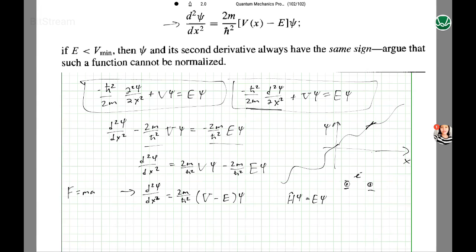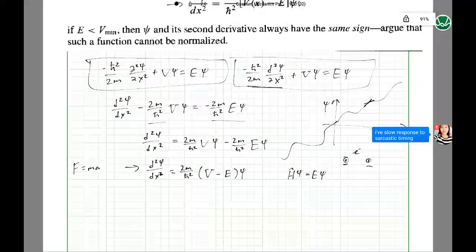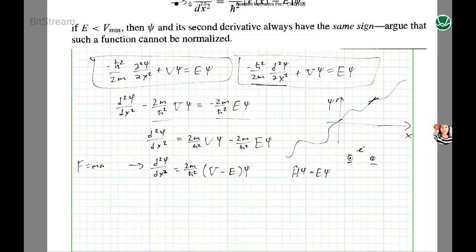Alright, now let's look at what the question is actually asking. It is asking us to show that the total energy must exceed the minimum value of the potential energy for every normalizable solution. And then it asks what the classical analog is.